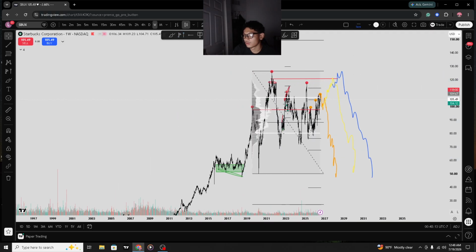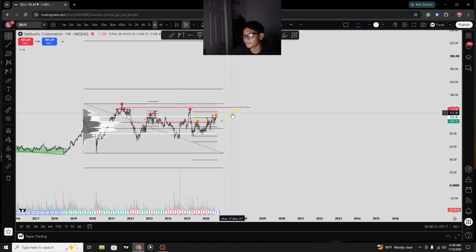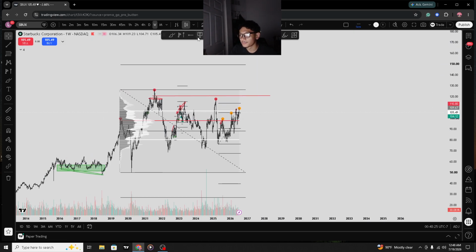A beautiful P shape. This is very high probability. Let me delete this real quick so it's cleaner. Yeah, this is really clean. Basically, we have a nice P shape, volume perfectly equivalent to where market makers are distributing, right?